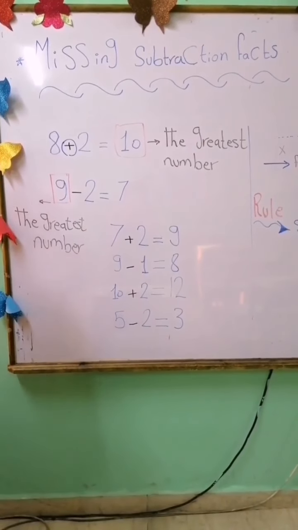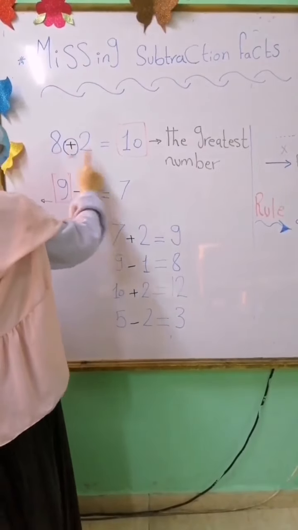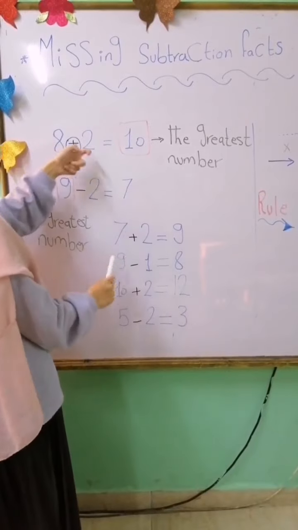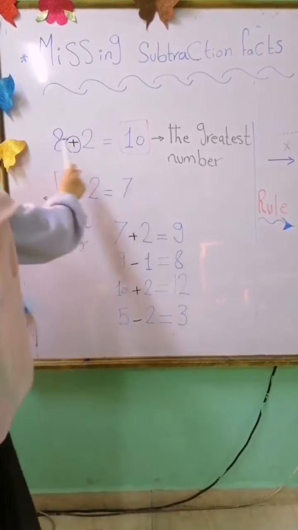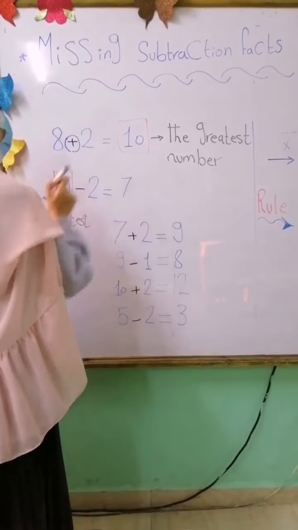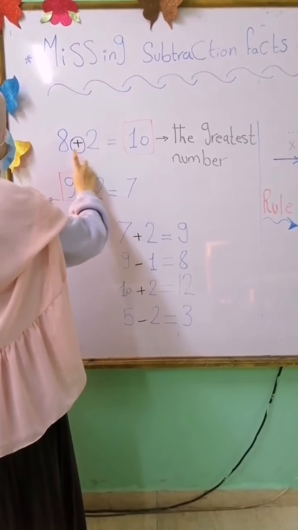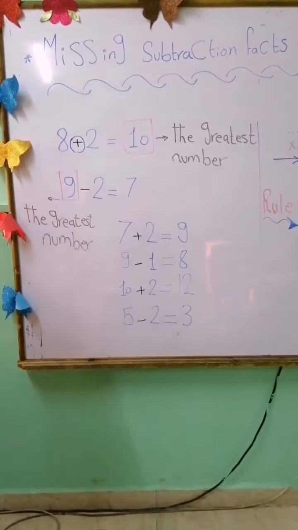I want you now to look at this problem and tell me which one is the greatest number. Is it 8? No. 2? No. 10? Yes. The greatest number in this problem is 10. Then the result is the greatest number. In addition, the greatest number is the result.